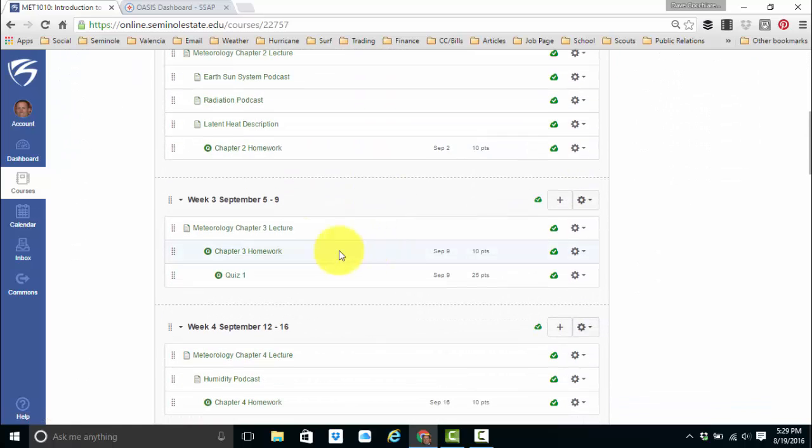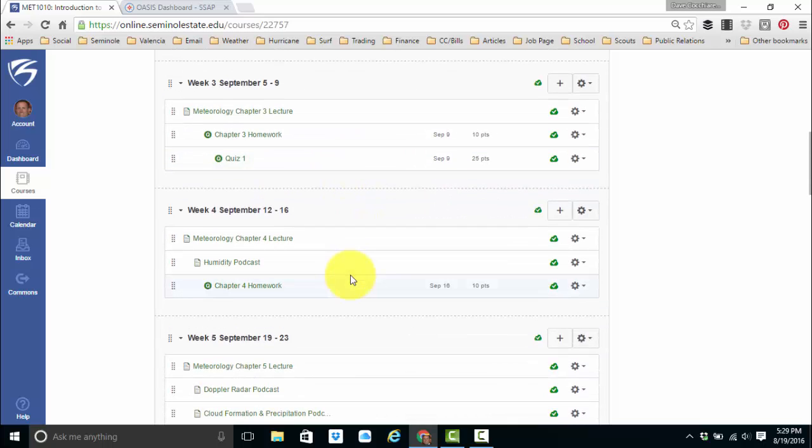You get down here to week 3, chapter 3 lecture, chapter 3 homework, and then there's your quiz. So this is the 25-point quiz. It's due on the 9th. Quizzes and exams, whether the midterm exam or the final exam, can only be taken once. They're taken in one sitting, and they are timed.